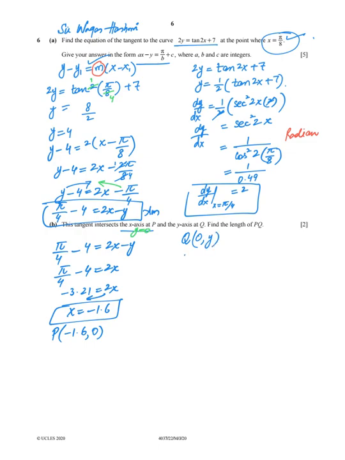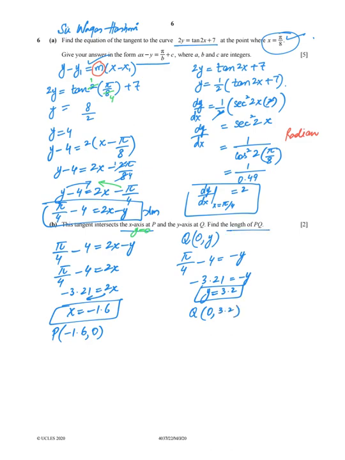Alright, so the equation we have is pi upon 4 minus 4 equals, with x as 0, the leftover part is only minus y. Alright, so 3.142 divided by 4 minus 4 equals minus 3.21 equals minus y, and y equals 3.2. Alright, so the coordinates of Q we have are 0, 3.2.